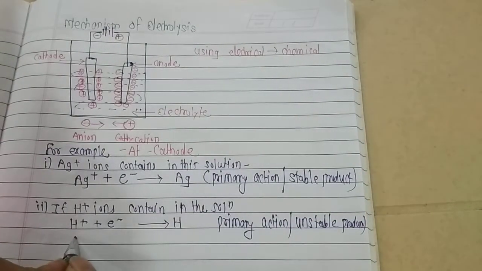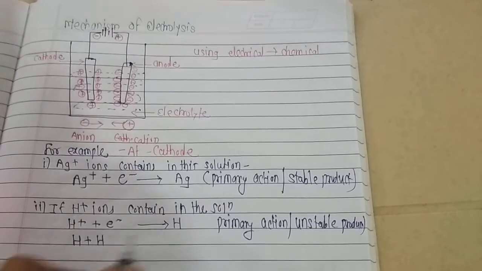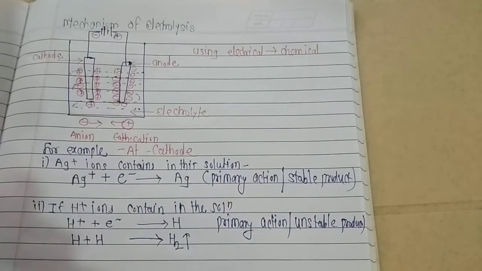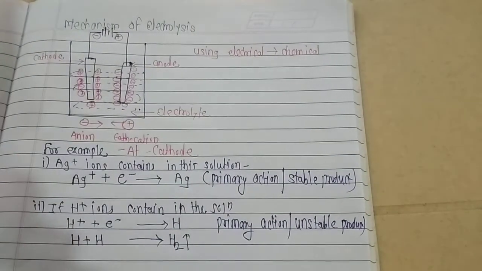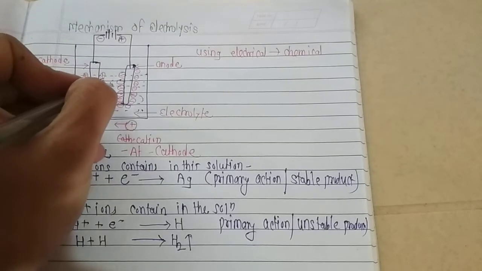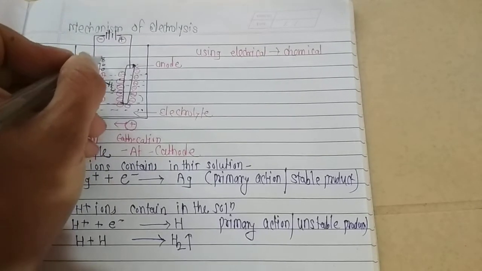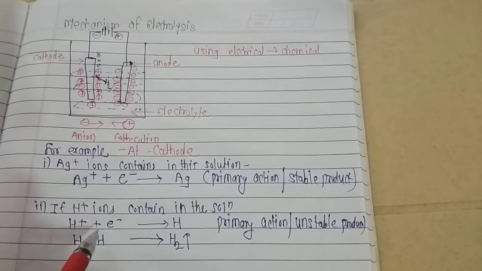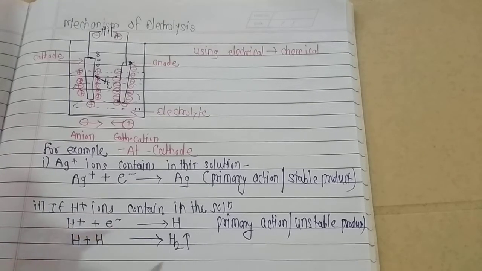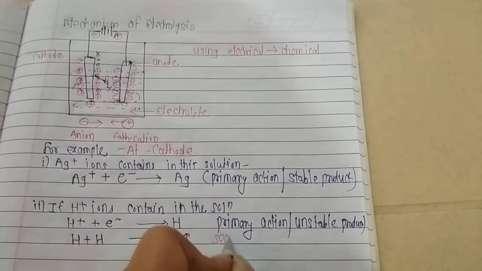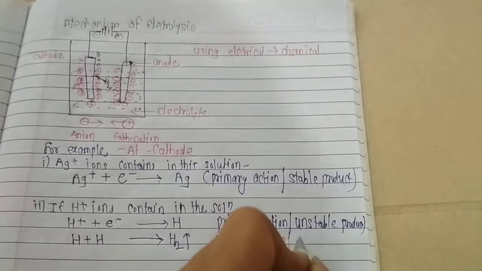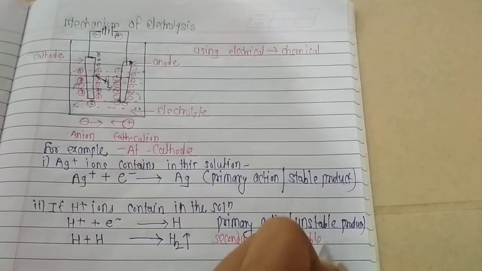So two H atoms combine together and form H2 molecules, and this H2 gas is evolved on this electrode. H2 gas evolves from the electrode. So the H+ ions acquire electrons and form H atoms, and these two H atoms combine together and form H2 molecules. So this is a secondary reaction. Okay, and here a stable product is formed.